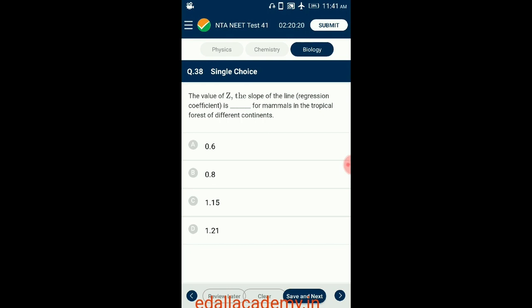regardless of the taxonomic group or the region. If we analyze the species area relationship among very large areas like entire continents, the slope of the line will be much steeper, that is, Z values in the range of 0.6 to 1.2. For frugivorous, that is fruit eating, birds and mammals in the tropical forest of different continents, the slope is found to be 1.15. So the correct answer for this question is option C, 1.15.